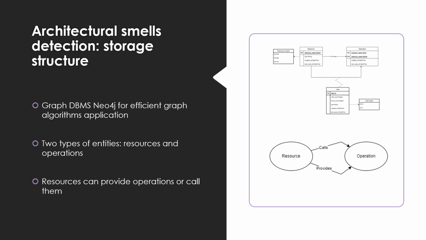To analyze bad architectural practices, firstly, we need to build an actual model of a system. For this, the Neo4j graph database is used, which physically stores the graph and makes it possible to use graph theory for analysis. Two types of entries are present, resources and operations. Resources can provide operations or they can call them.